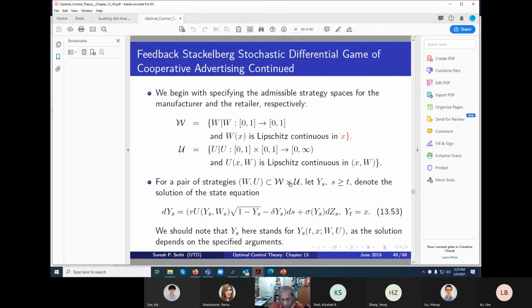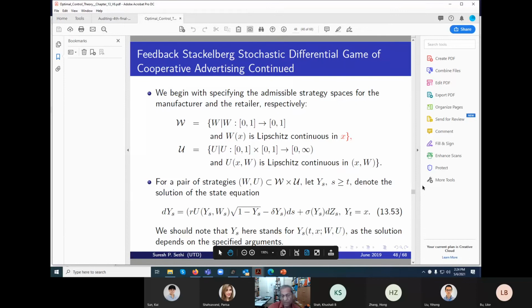So for a pair of strategies which belong to this cross product of W cross U, let Ys be the solution of the following differential equation. This differential equation begins at time t, where market share is X. So it takes any arbitrary time and any arbitrary market share. That's what we mean by that. Take an arbitrary time t and arbitrary market share X, and then you solve this equation given W and U. Given W and U, you will get a solution for S bigger than or equal to T. So for any time S, this U will be a function of Ys and Ws, because Ys is here and the Ws is here.